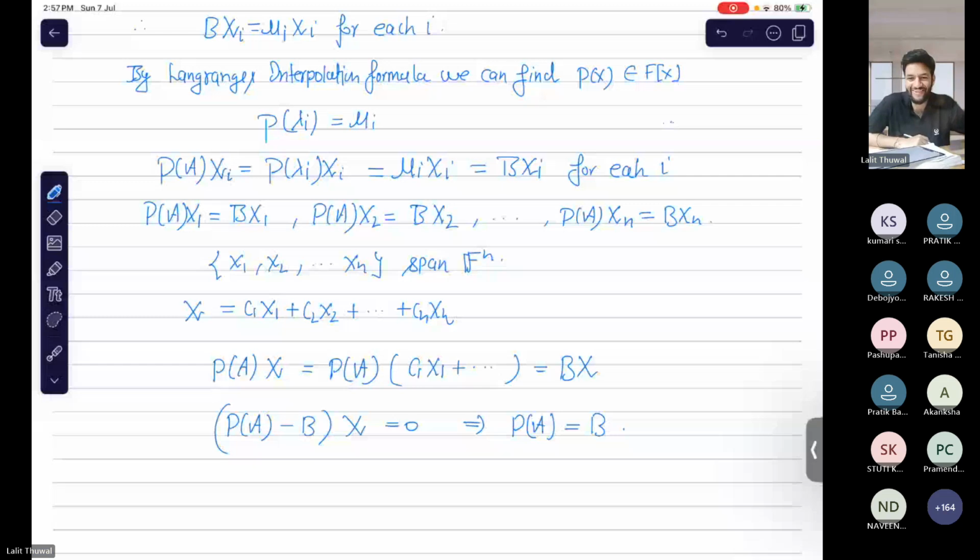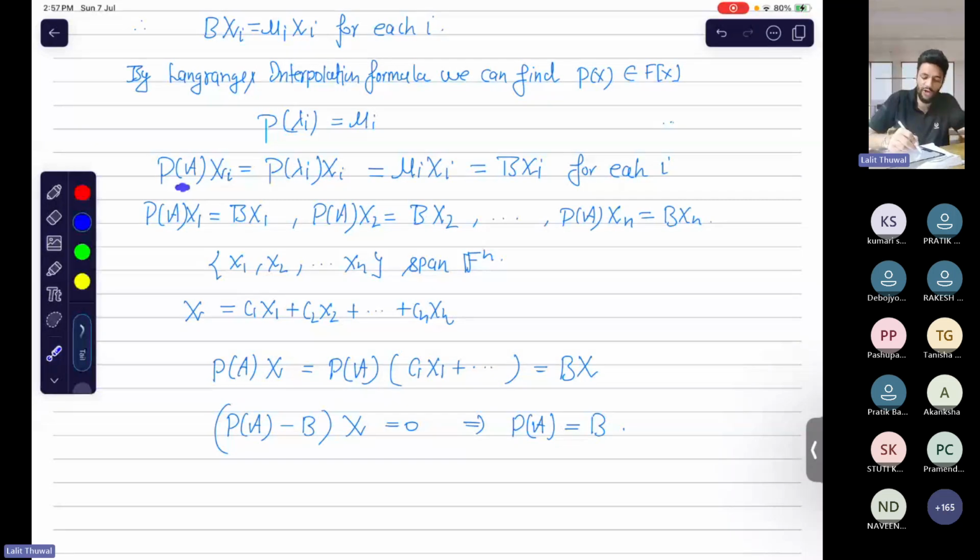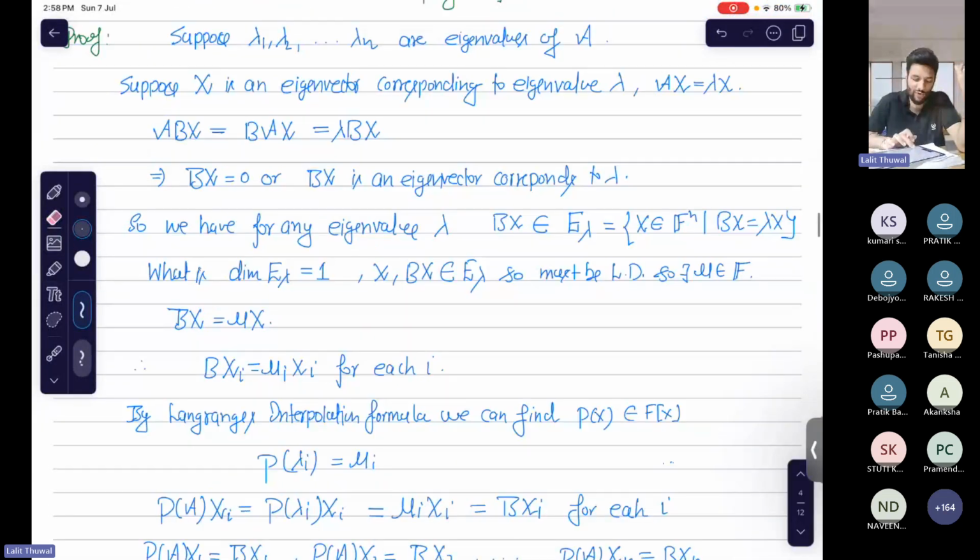How did I do that? Why is PA equal to B? Because PA minus B is equal to 0. You can use the previous exercise also, that every vector is an eigenvector of this matrix, so PA minus B is 0. You can also see that from here: two linear transformations agreeing on a basis are always equal. You can use multiple things to deduce that PA is equal to B. So B is a polynomial in A. So what did we get? B is a polynomial in A. That's what we wanted to prove.